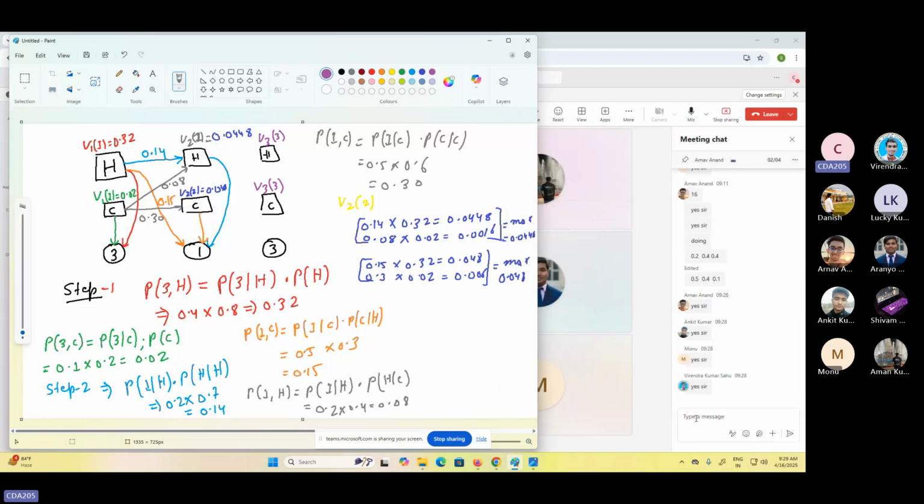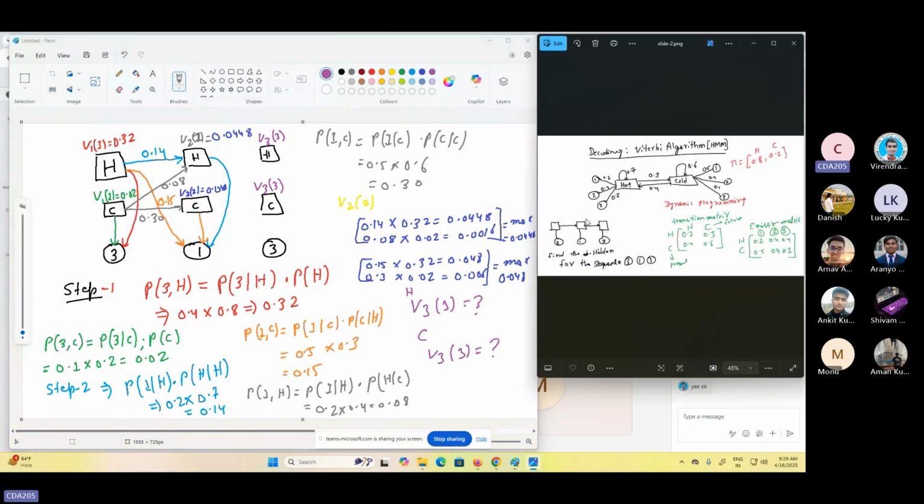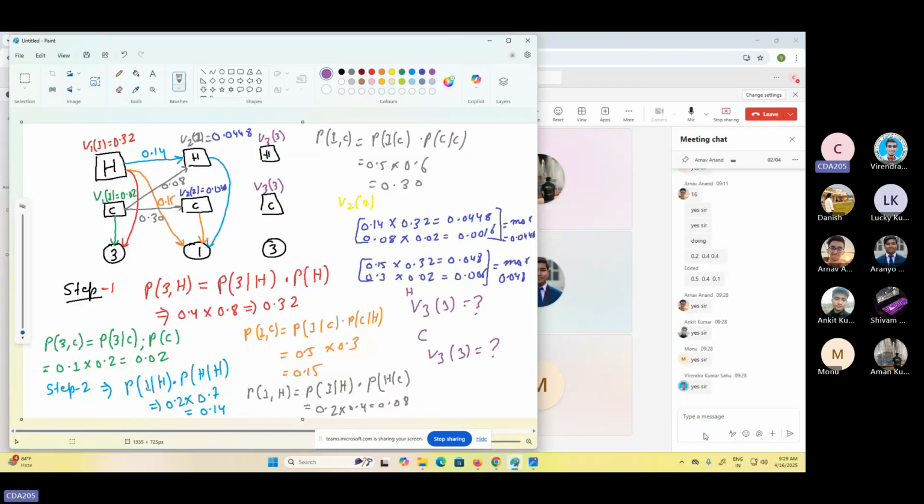Understood what I told? I am telling you to calculate V3, this V3, for H and for C. Calculate. See these questions and calculate it. Have you understood the question? Everyone.